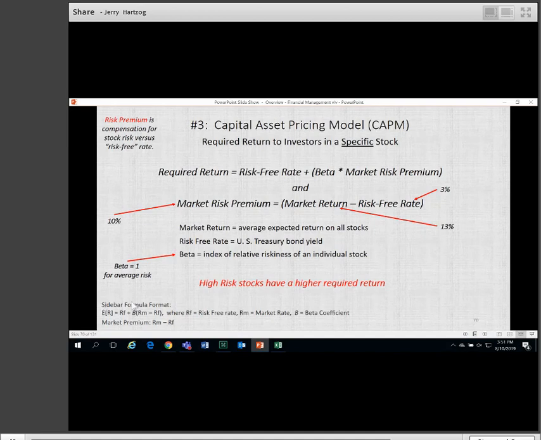Now, the sidebar formula given for this is actually pretty good. I mean, it is in letters and subscripts, but they do define what they are. So you can do this or just remember this, whichever works best for you.